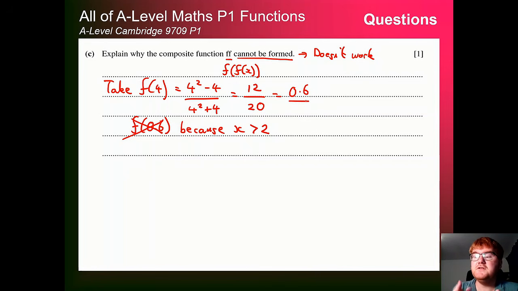So once you've worked out the f function, you can't take that answer. I've shown one example where you can't take it, and therefore it can't be formed. So one counterexample is more than enough to show that the composite function can't actually be formed.